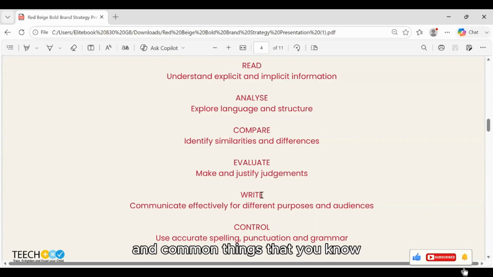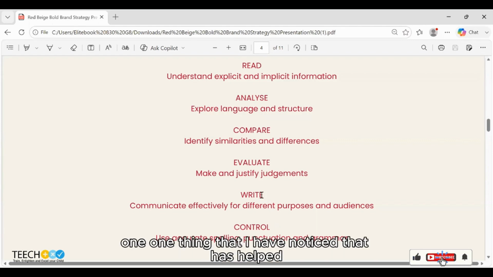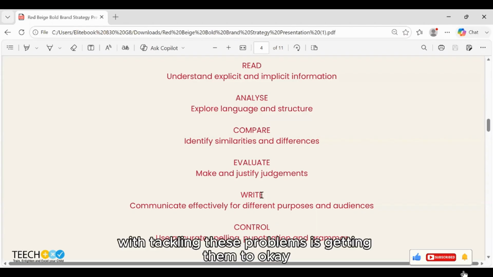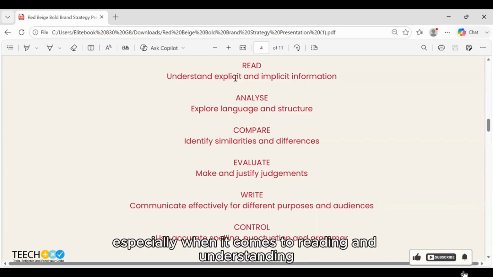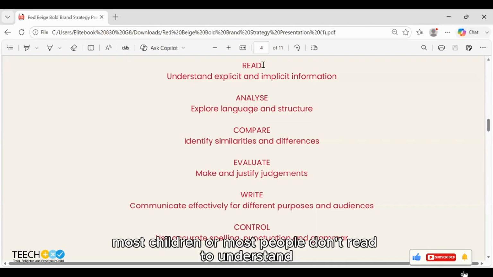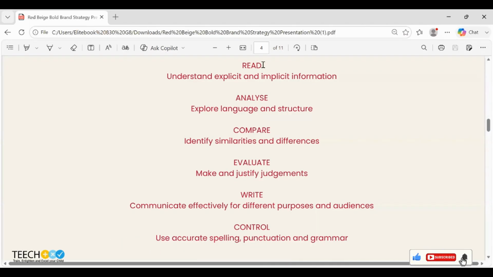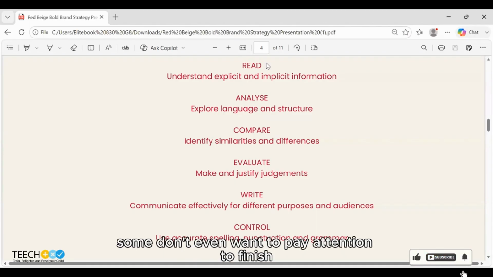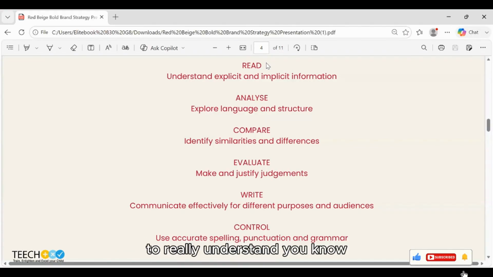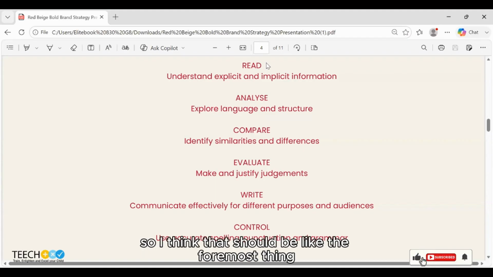And one thing that I have noticed that has helped with tackling these problems is, especially when it comes to reading and understanding. Most children or most people don't read to understand, right? They just read to read. Some don't even want to pay attention to finish and really understand whatever text is placed before them. So I think that should be the foremost thing.